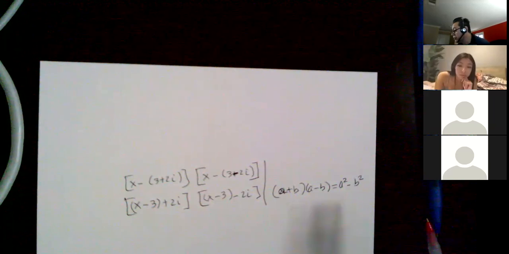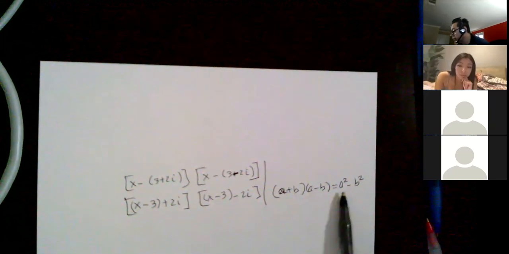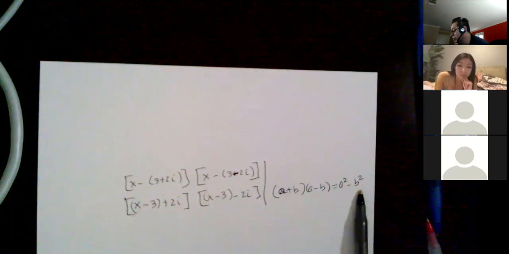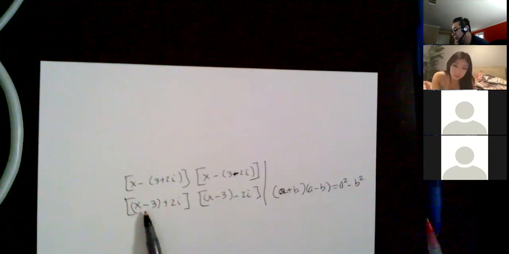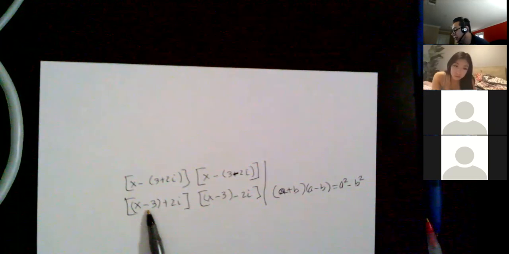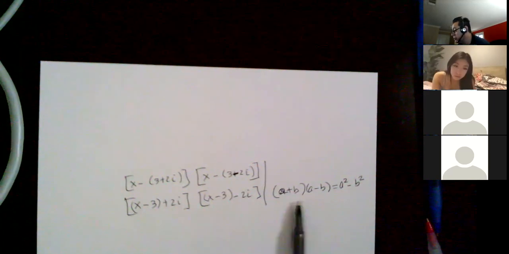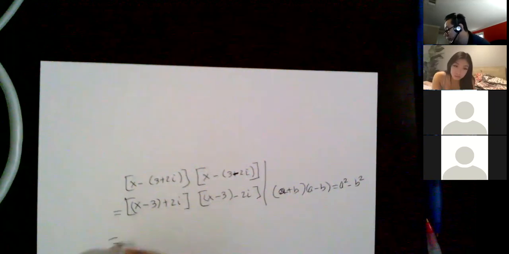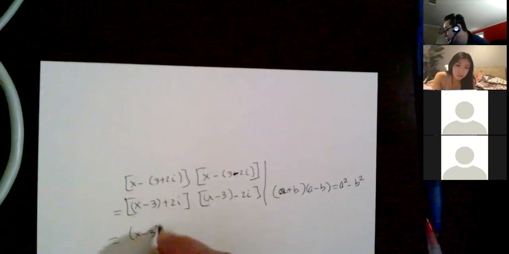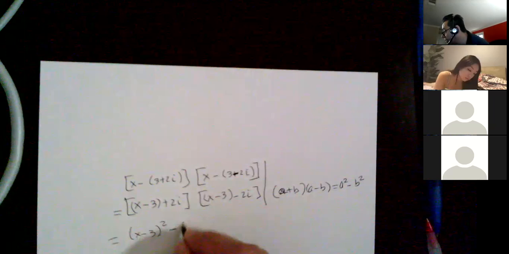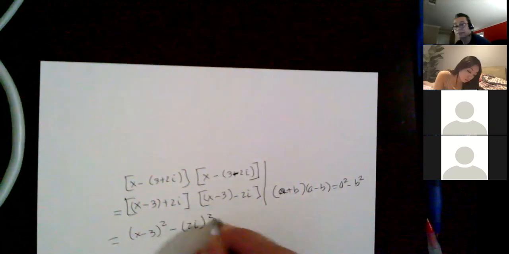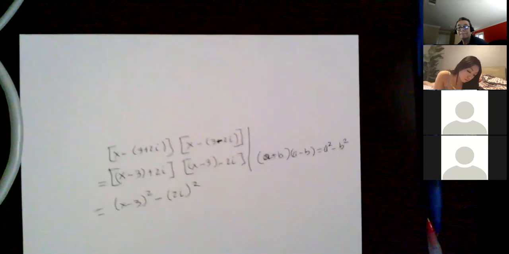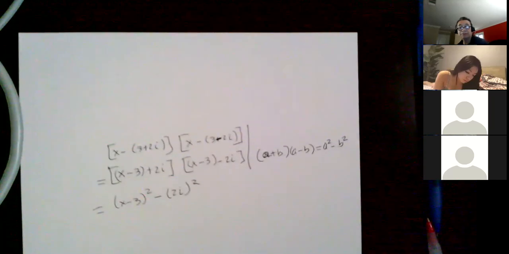Exactly what I did here, right? Since that's clear what I did here, now, using this formula, when we multiply the sum and difference of 2 binomials, we get a squared minus b squared, right? What is a? A for us now is x minus 3. And b is 2i. Using this formula, now what I have is x minus 3 squared minus 2i squared. Is that clear for everyone?